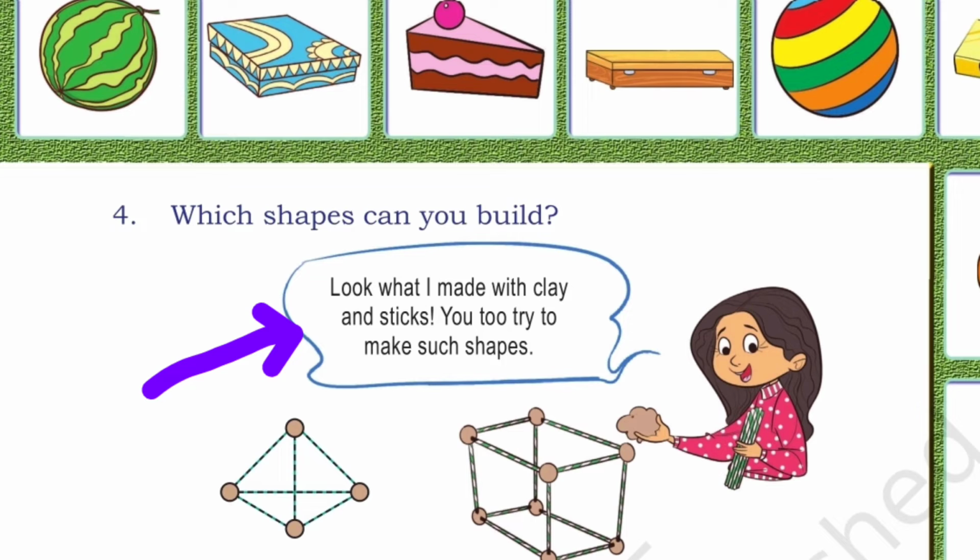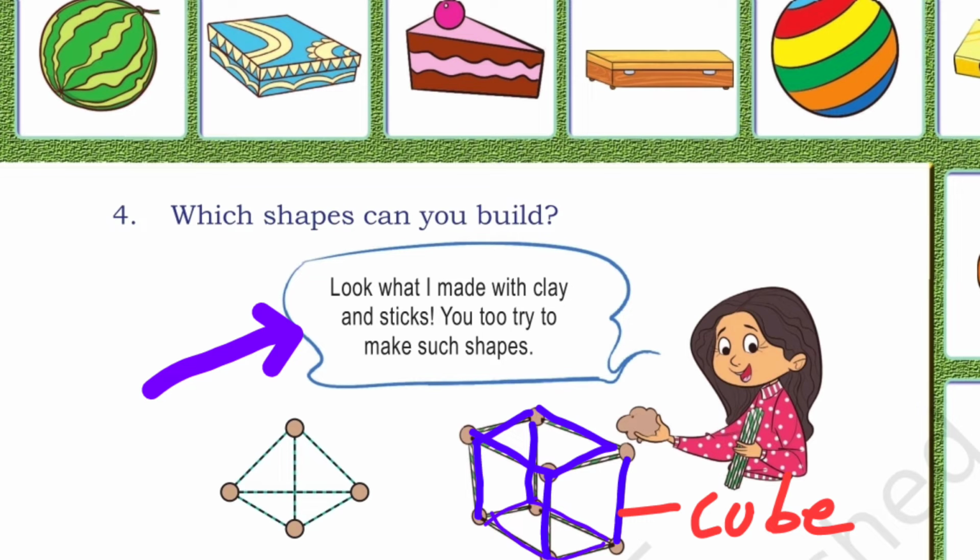So she has made a cuboid box using the clay and sticks. At the bottom she joined 4 sticks, and again on the top of that she joined 4 sticks, and sidewise she supported a few sticks. So now she made a beautiful cube shape using the clay and sticks. So children, you also try to make such shapes, okay?